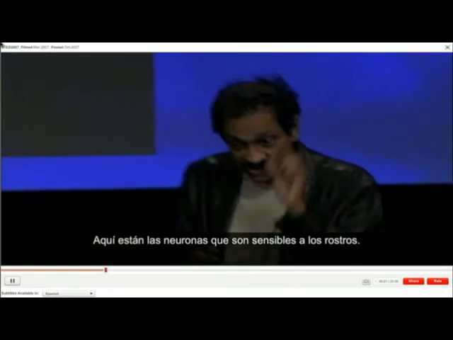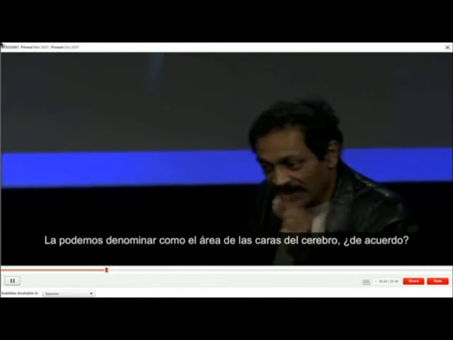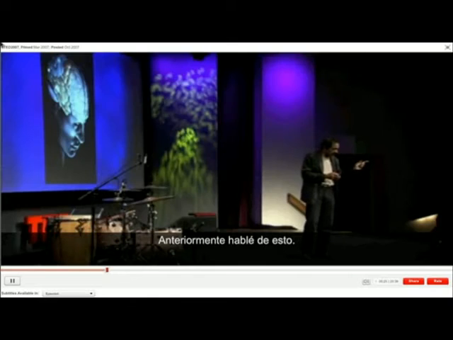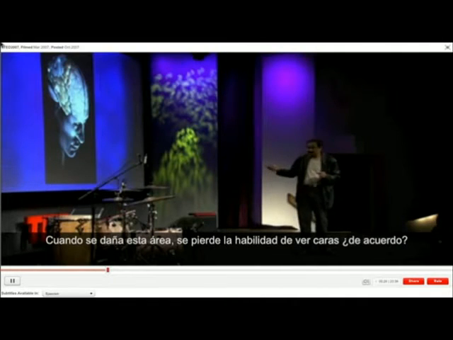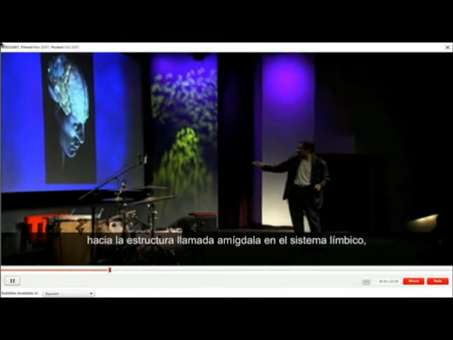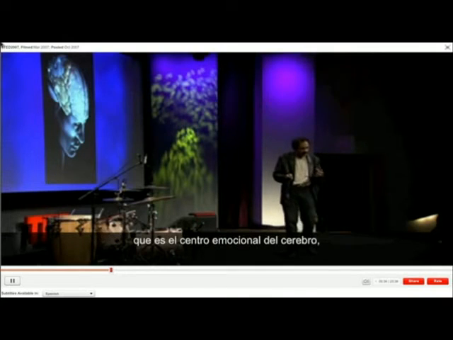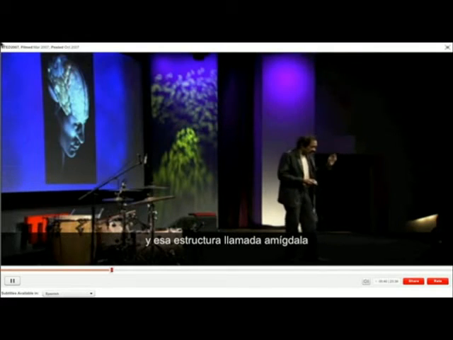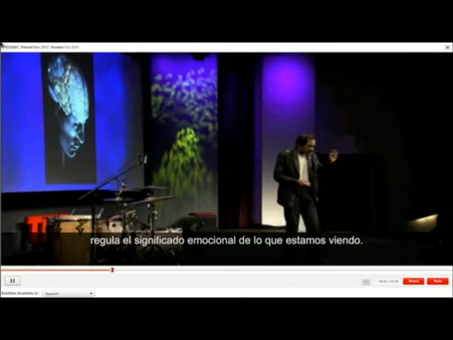There are neurons there that are sensitive to faces. You can call it the face area of the brain, right? I talked about that earlier. Now, when that area is damaged, you lose the ability to see faces, right? But from that area, the message cascades into a structure called the amygdala in the limbic system, the emotional core of the brain. And that structure called the amygdala gauges the emotional significance of what you're looking at.